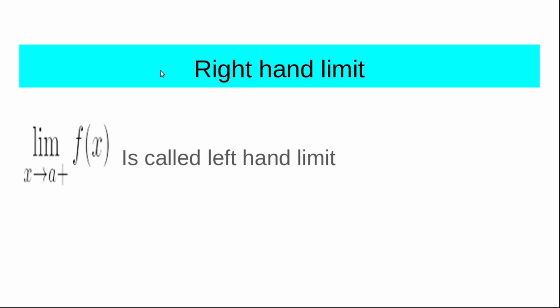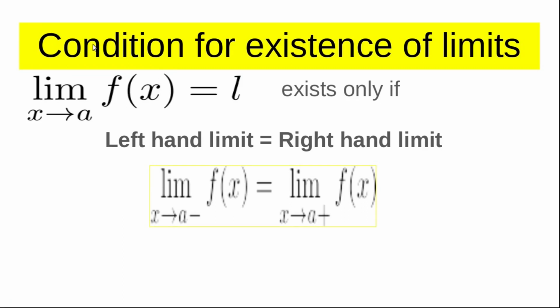Now we can define the condition for the existence of limit. Limit f of x, x tends to a is equal to L, exists only if left hand limit is equal to right hand limit. That means limit of f of x, x tends to a minus is equal to limit of f of x, x tends to a plus. Then only we say that limit exists.